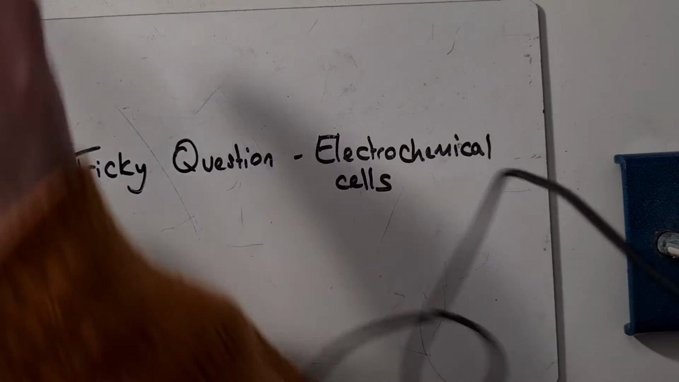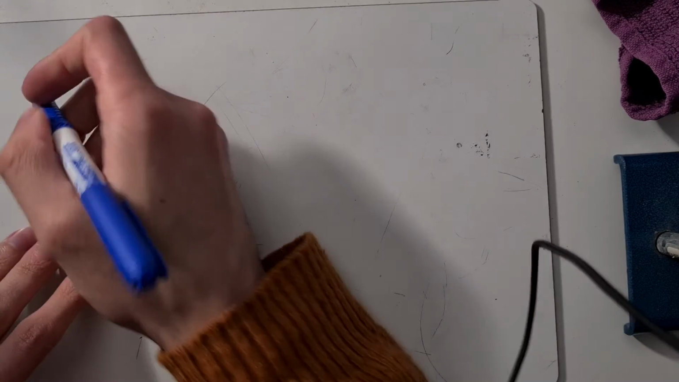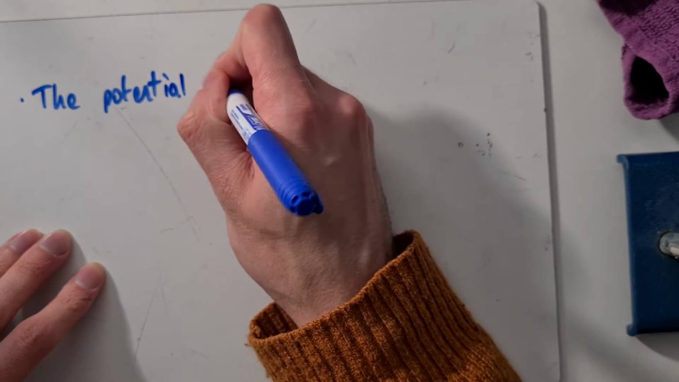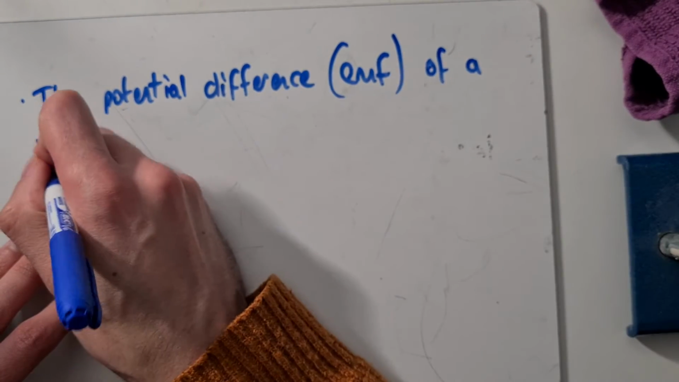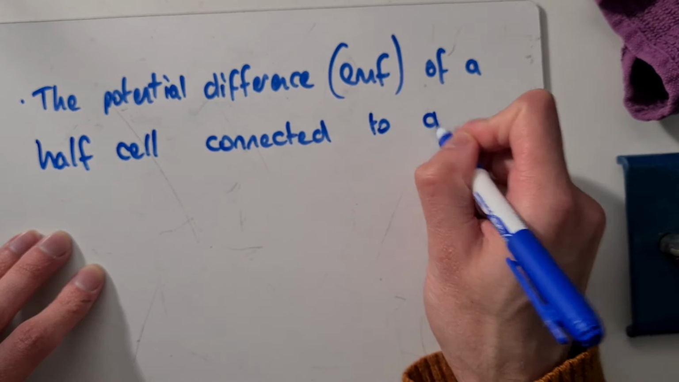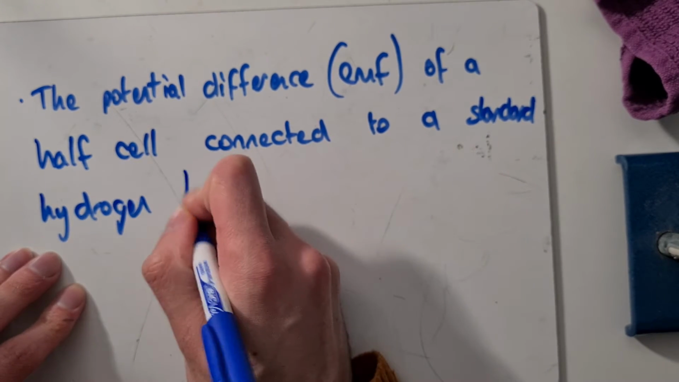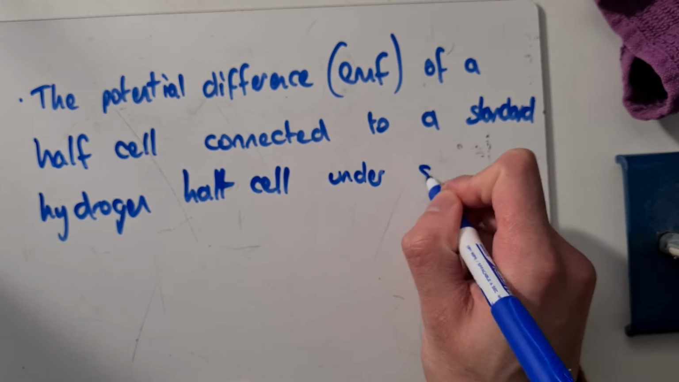The first question asks you to define the term standard electrode potential. This is the value we get when we compare any half equation against the hydrogen. So this is going to be the potential difference, or EMF, of a half cell connected to a standard hydrogen half cell under standard conditions.